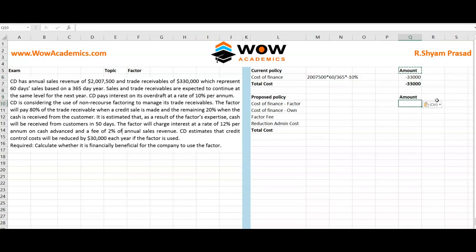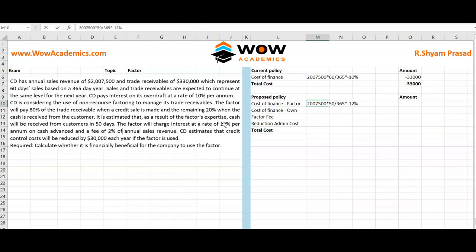The proposed cost has several variables here, and we have to work them out one by one. The first one is the cost of finance given by the factor. We'll copy this number so that it is easier to work out. The sales is going to remain the same, but the factor will receive the payment from the customer in 50 days rather than 60 days. So our receivable will be only for 50 days, but the factor will not charge 10%. He will charge 12%.